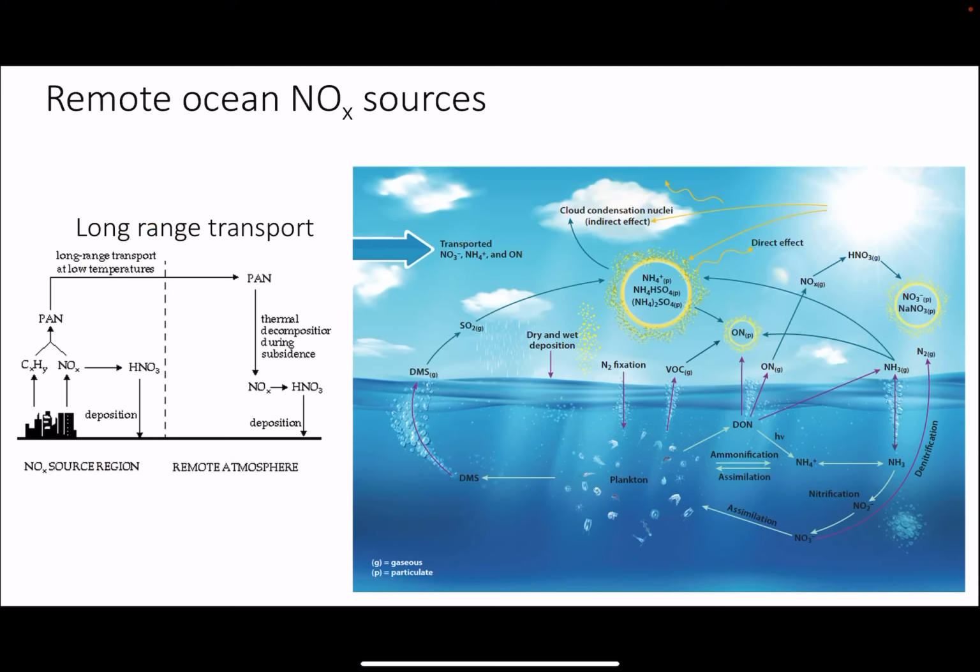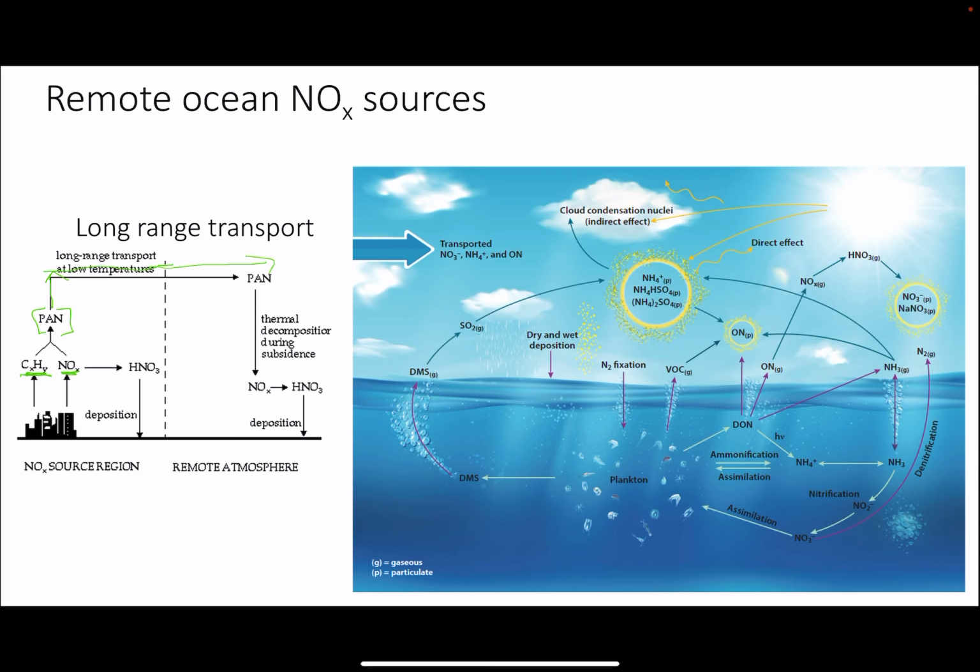So in terms of remote ocean NOx sources, on the left this shows you there are these molecules called reservoir molecules. What ends up happening is, in a polluted region where you have high concentrations of NOx and certain organic molecules, you can form PAN, which is called peroxyacetyl nitrate. It's an organic nitrate molecule. If you have vertical mixing in the atmosphere and you can get that PAN up to where temperatures are fairly low, it becomes very stable. Because it's stable and in the upper troposphere, it can be transported fairly long distances, all over the atmosphere.